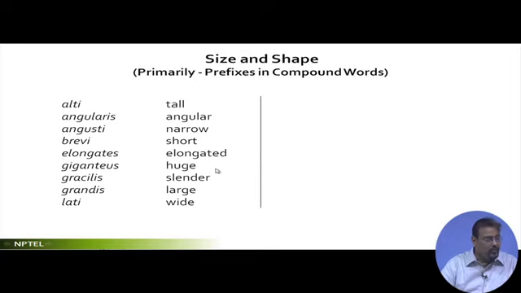Elongatus is elongated, giganteus is huge, gracilis is slender, grandis is large, and lati is wide. Now I am just naming one, since I have got this example over here. See, lati. There is a tree called Madhuka latifolia.